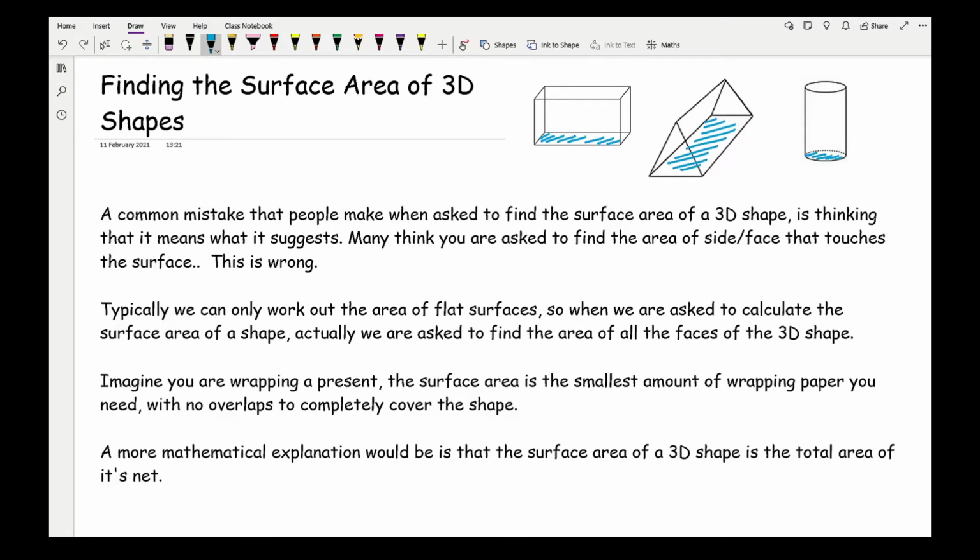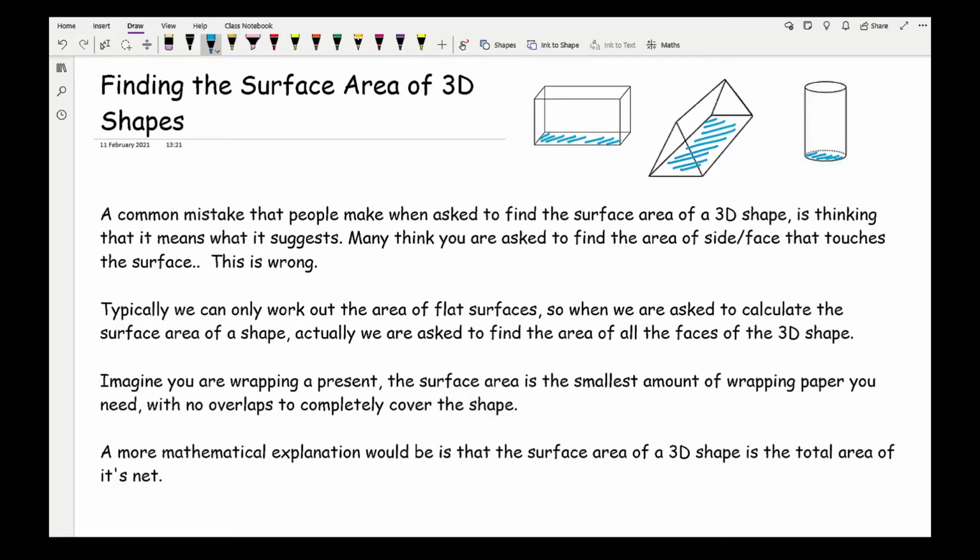Now, typically we can work out the area of flat surfaces, so when we are asked to calculate the surface area of a shape, actually we are asked to find the area of all the faces of the 3D shape. Now imagine you are wrapping a present. The surface area is the smallest amount of wrapping paper you would need, so that you're not overlapping or using anything extra, to completely cover that shape. And that's probably the best analogy of surface area. It's the minimum amount of wrapping paper you need to cover a 3D shape.